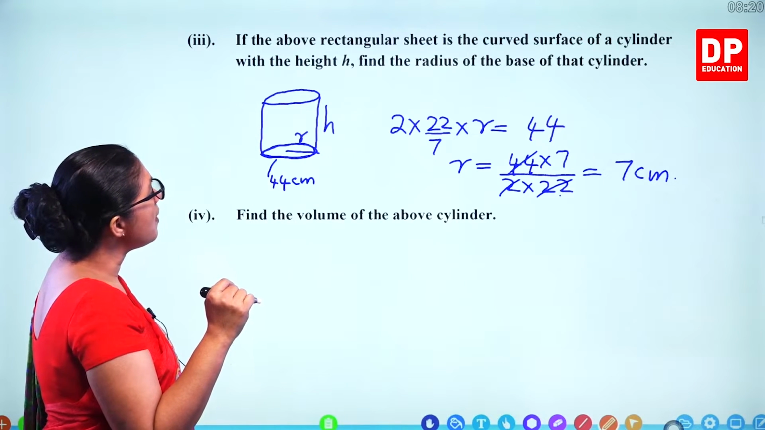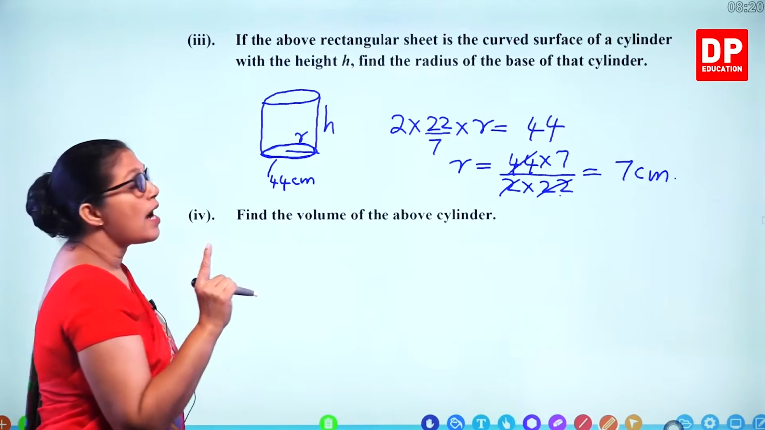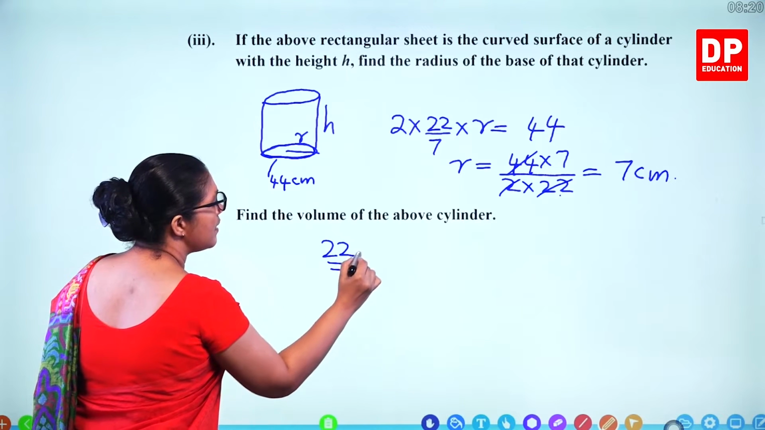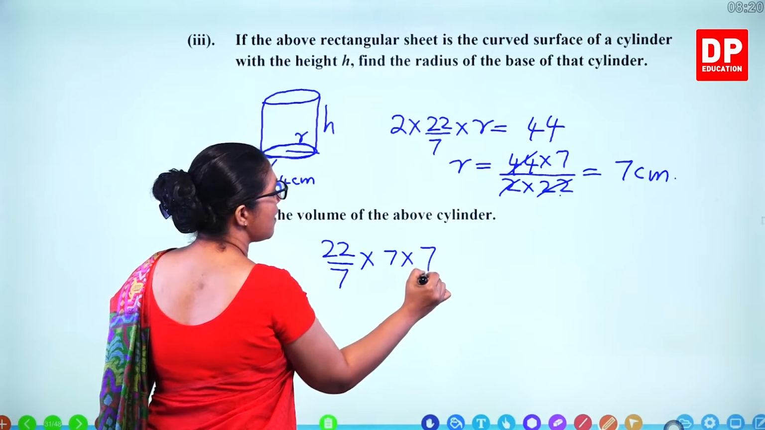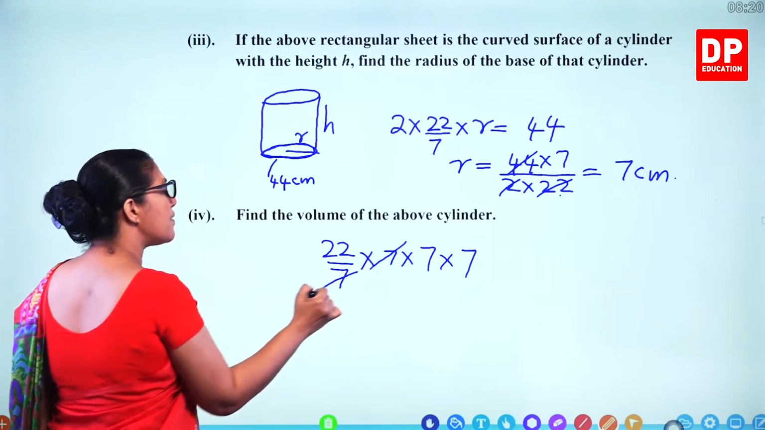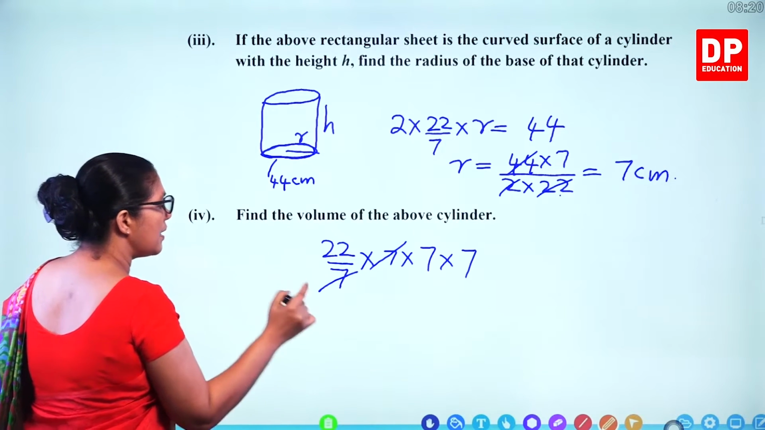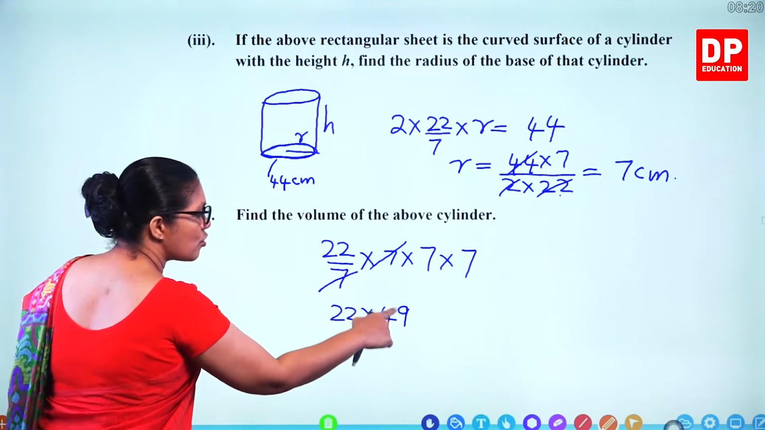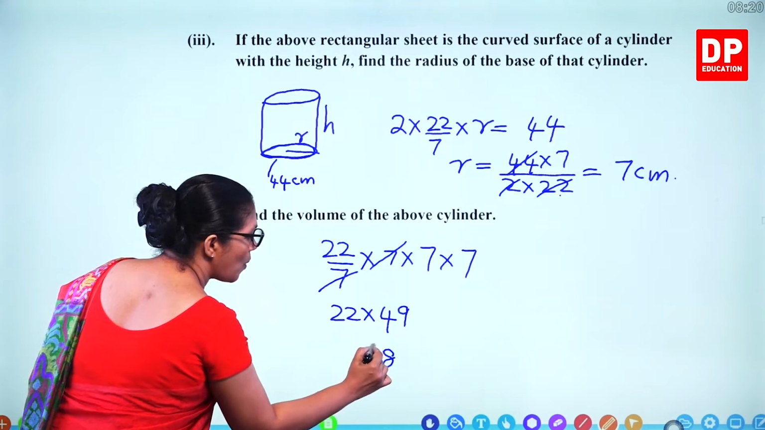Find the volume of the above cylinder. How do you find out the volume? Pi r squared h. 22 over 7 r squared. Now, r is 7, h also 7 we found before. 7, 7 get cancelled out. 7 times 7, 49. 22 times 49, what's the easiest way? You can take 2 here. 2 times 9, 18. 2 times 4, 8 plus 1, 9.